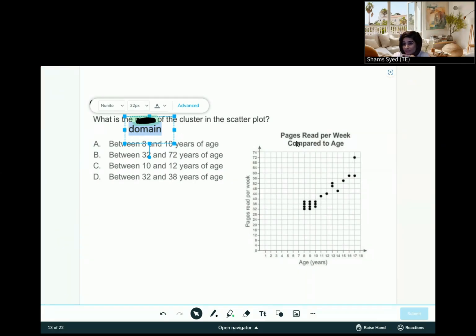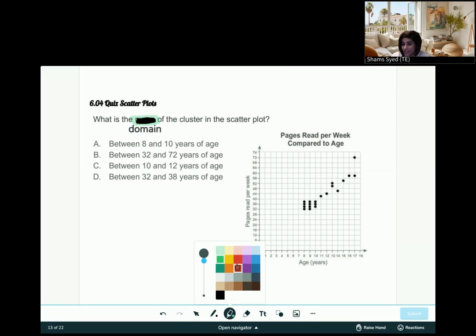Look at this table, pages read per week compared to age. If this is your question, it says domain, the word domain. It didn't say the word range. Because I wanted to save time, I copied pasted the questions. I copied range again. But domain, let me change the color. The word domain are X values. That is what they wanted in the question. They do not want range. Bryson is already at 100%. Look at you, Bryson. This was the only part they wanted domain, the X values.